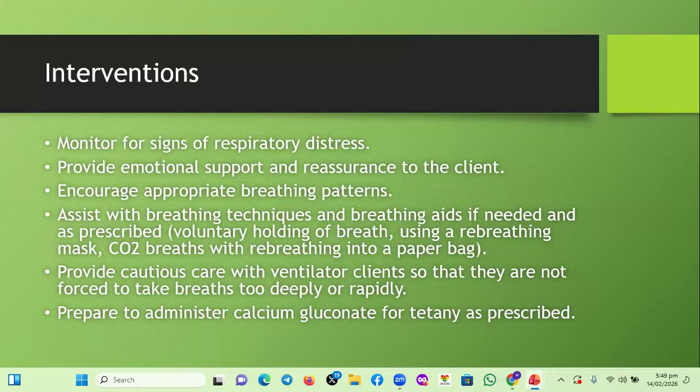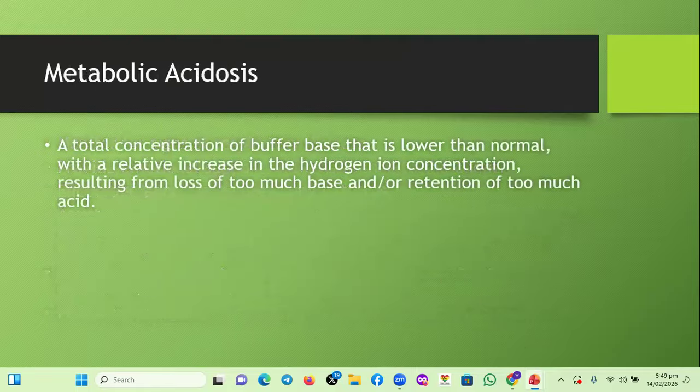Then you prepare to administer calcium gluconate for tetany as prescribed. I told you that the neuromuscular issues, the tetany, the numbness, and all those things that occur are largely a result of electrolyte imbalances from the respiratory imbalance, largely affecting what we call calcium. So you give calcium gluconate to treat the tetany if it is prescribed. That is with respiratory alkalosis.